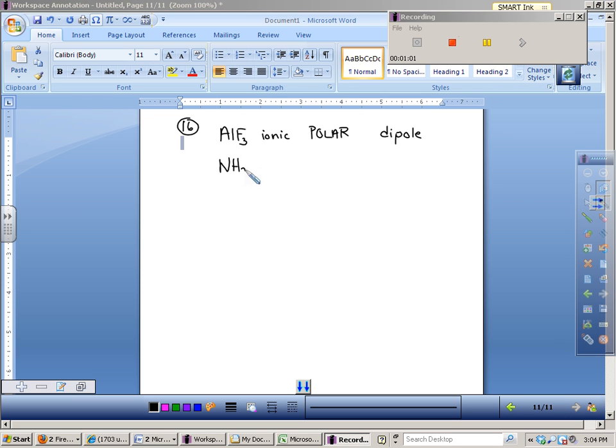NH3 is the next one, ammonia. It's going to be a covalent type bond because it's going to have this pyramidal structure. It's going to be polar as well, which means it will have dipole interactions. But we also see a lone pair of electrons and hydrogens present, so we will also have hydrogen bonding occurring. Remember, we said that hydrogen bonding was the attraction between covalently bonded hydrogens and lone pairs on either that molecule or another one like it.